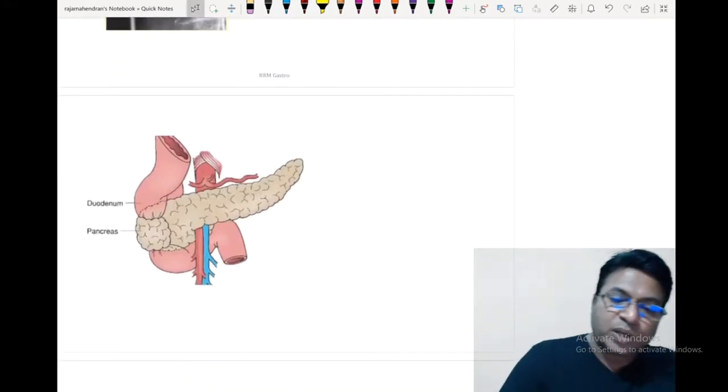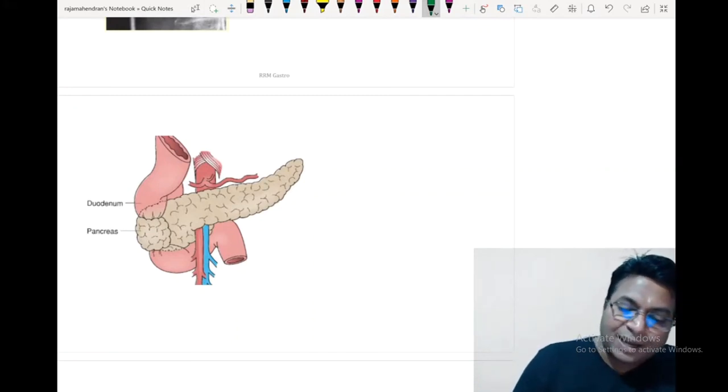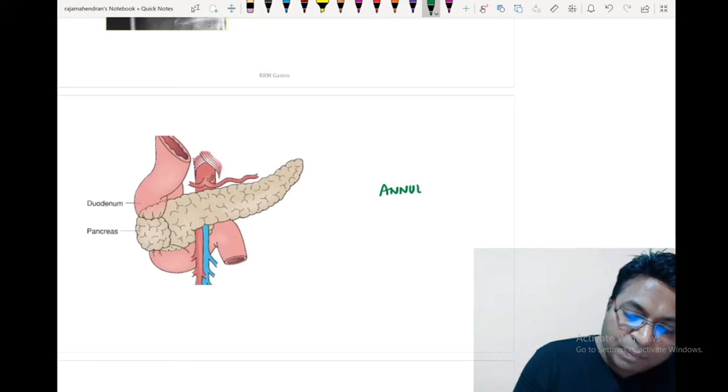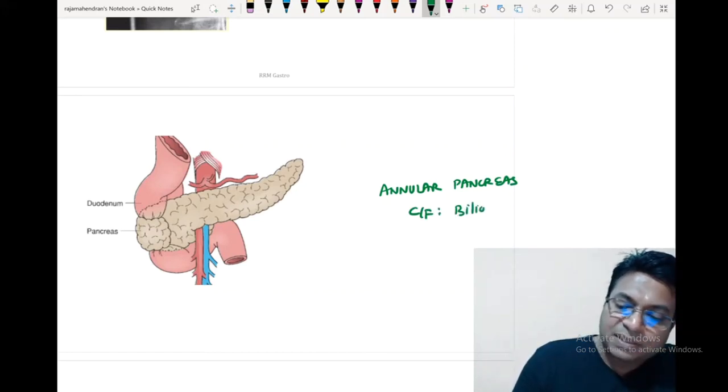So what is this image showing you? This is an image showing you a pancreas which is encircling the duodenum, known as annular pancreas. It is characterized by the clinical feature of bilious vomiting. Please remember, it will have bilious vomiting in a newborn baby. And please don't forget, it is due to embryology.